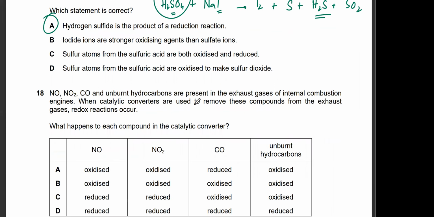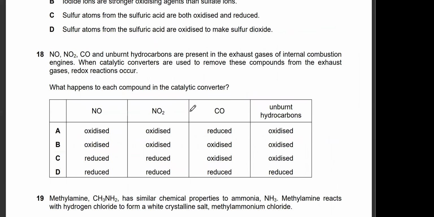So that's also wrong. So this one, catalytic converter: you've got oxides of carbon and unburnt hydrocarbons in the exhaust gases. When catalytic converters are used to remove these compounds, what happens to each of the compounds? What do NO and NO2 turn into? They turn into nitrogen gas. So they get reduced. So that means C or D.